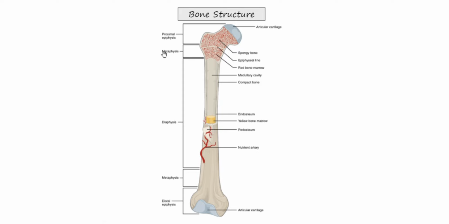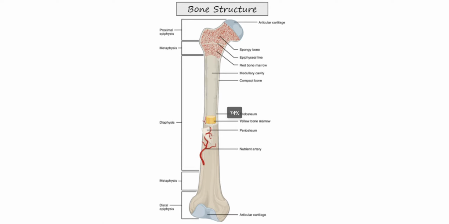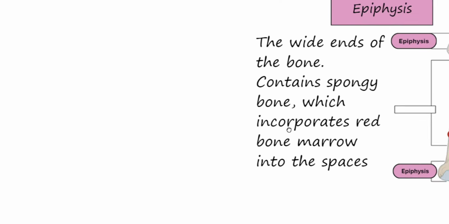So in this cover photo we have here, we have the whole bone. You have your epiphysis over here, your metaphysis, diaphysis, articular cartilage, periosteum, endosteum, your yellow bone marrow here, spongy bone, compact bone, all the good stuff. So we'll get into those separately.